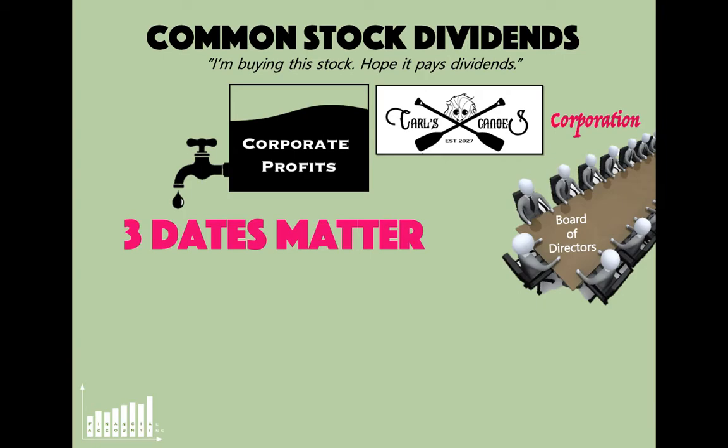Three dates matter: the date of declaration, the date of record, and the date of payment. So, to illustrate this a little more realistically, I want to take a look at Hasbro.